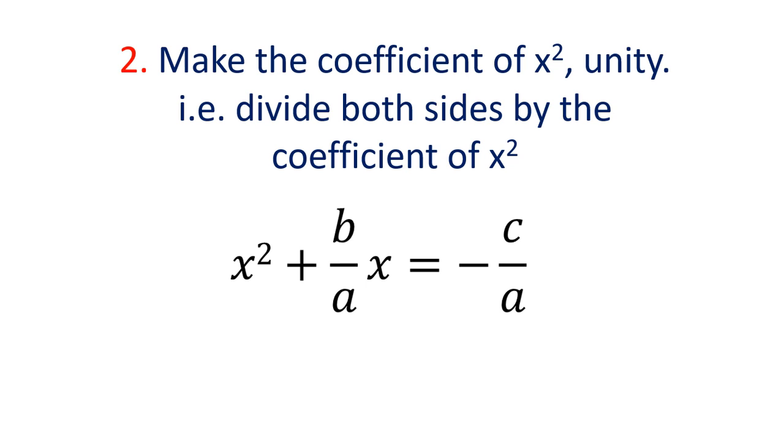Step number 2. Make the coefficient of x square unity. That is, divide both sides by the coefficient of x square. The coefficient of x square is a. So we divide both sides of the equation by a and we get the equation in this form: x square plus b upon a x is equal to minus c by a.